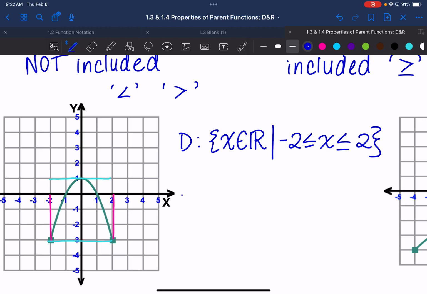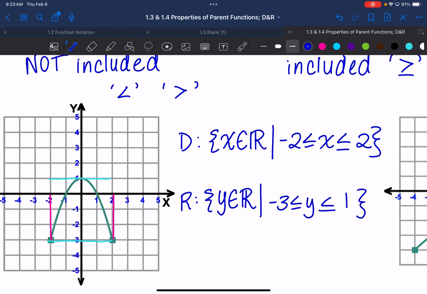So I would say, okay, that's my range, where Y is an element of the reals, such that, and again, I'm doing the sandwich thing where I'm saying Y has to be greater than or equal to -3, or less than or equal to 1. If it helps to put your variable in the middle first and then kind of build the notation around it, you could also do it that way, right?